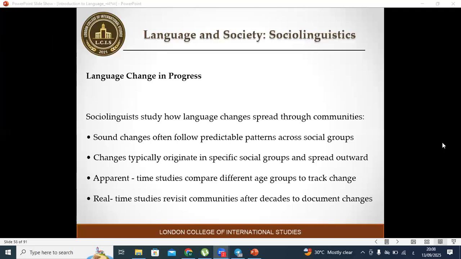Language change in progress. Sociolinguistics studies how language change is spread through communities. Sound changes often follow predictable patterns across social groups. Changes typically originate in specific social groups and spread outward. Apparent time studies compare different age groups to track change. Real-time studies revisit communities after decades to document change.